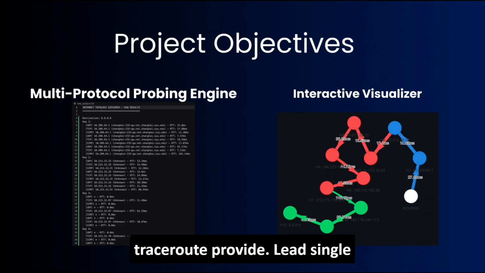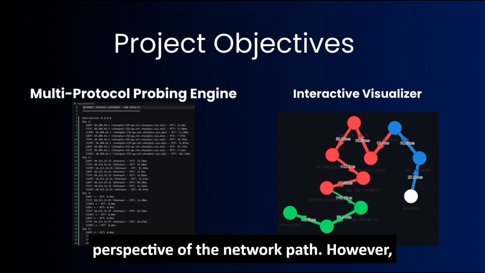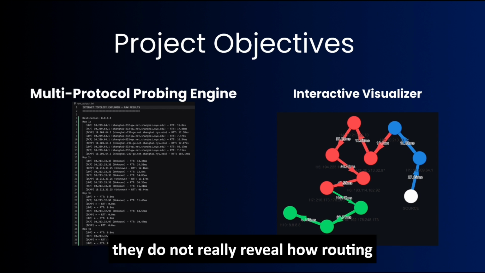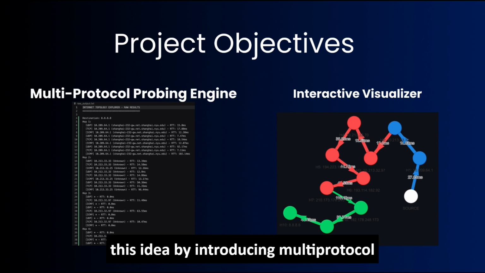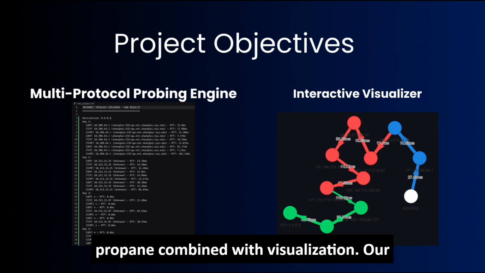Traditional tools like traceroute provide only a single perspective of the network path. However, they do not really reveal how routing behavior may vary depending on the protocol being used. Our system extends this idea by introducing multi-protocol probing combined with visualization.